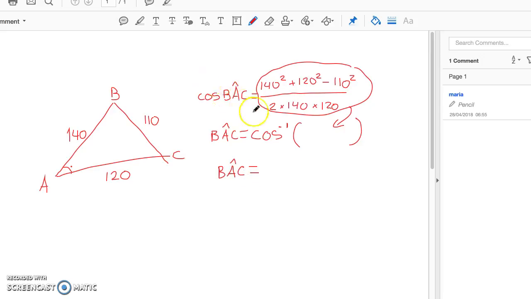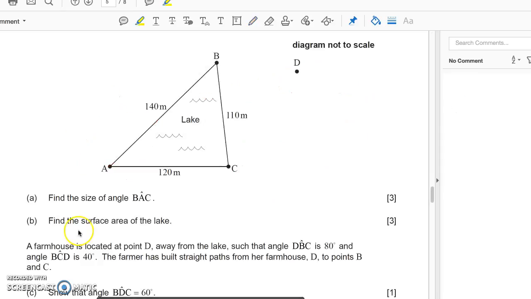Remember that inside a cosine, I have an angle. If I'm interested in getting the size of the angle, well, I need to do the inverse. Putting this in the calculator gives me the value of 49.3236 and so on. IB wants 3 significant figures. Here they are. So my angle is 49.3 degrees. That will be my answer.